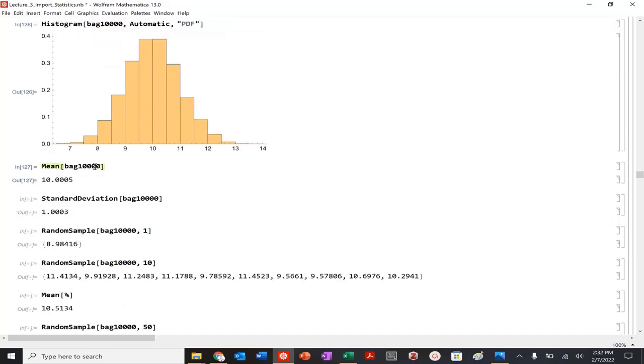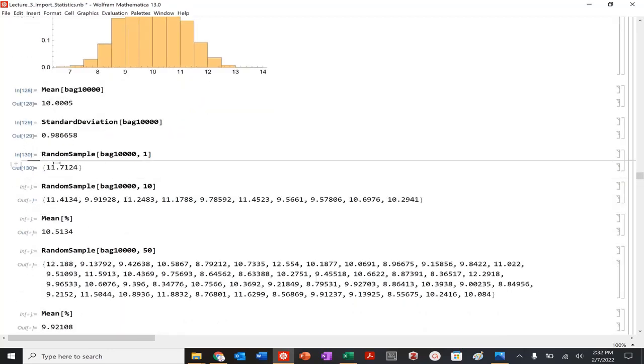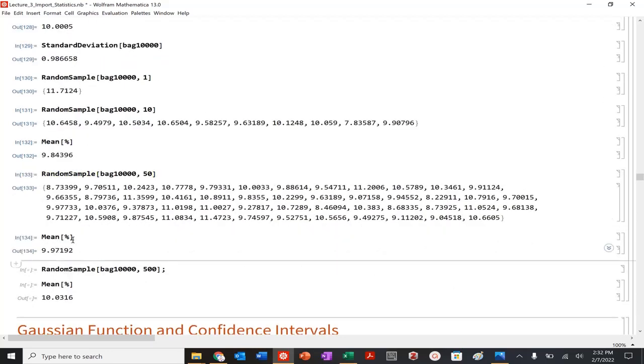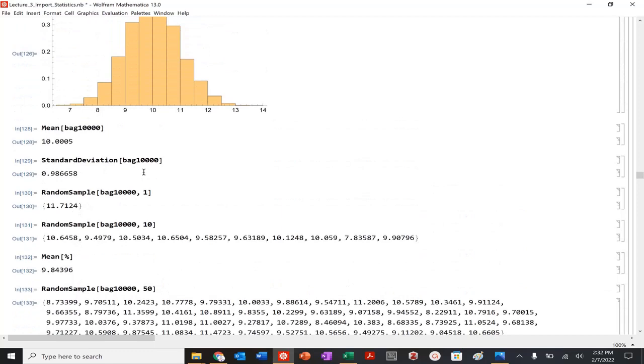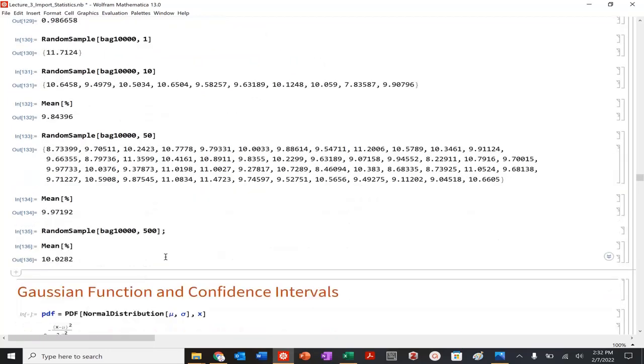So for example, this has an average diameter of 10 meters for the marbles, with a standard deviation of approximately 1. If I take one random sample, that is not a good approximation of this mean, or that population, is it? If I take 10, I'm getting a little closer. If I take 50, I'm getting even closer, right here. If I take 500, I'm really getting close. So as we gather more samples, we can better approximate our population.